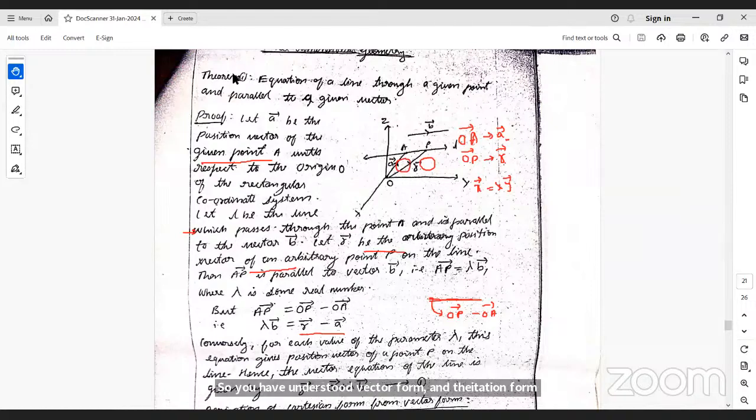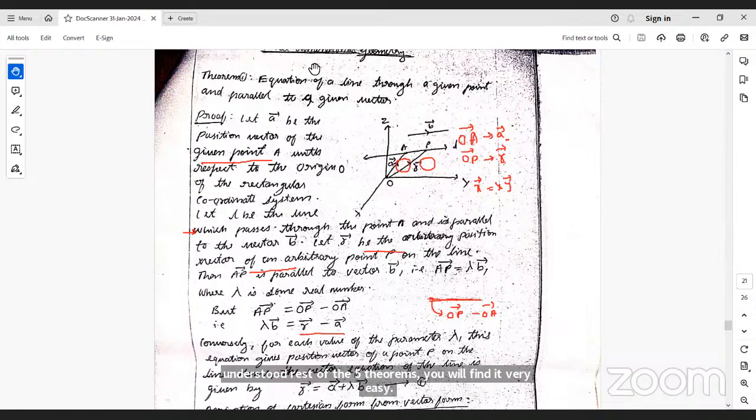So till here all I've understood, students. Have you understood vector form? If any step is not understood, you can just text, we will discuss it once again. So first theorem, if you understood, the rest of the 5 theorems you will find very easy. So pay attention now.